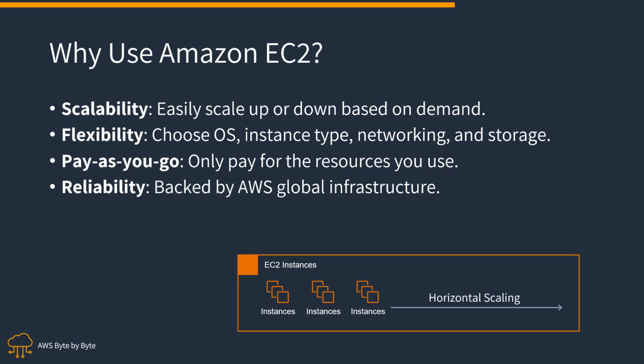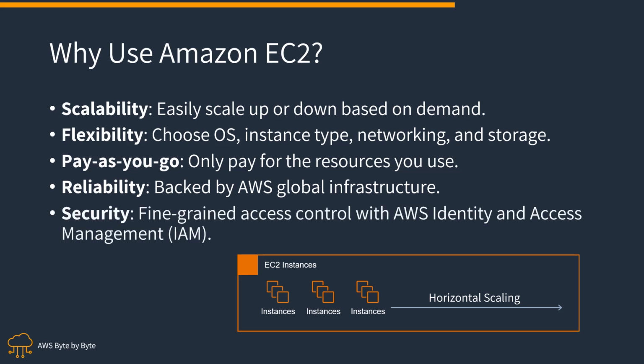AWS runs one of the largest and most reliable cloud networks in the world. EC2 instances are hosted on AWS's global data centers, which are built to stay up and running. Each region has multiple availability zones. These are separate data centers that help keep things running smoothly. If one data center has an issue, your EC2 instance can keep running in another one, making sure your app stays reliable.